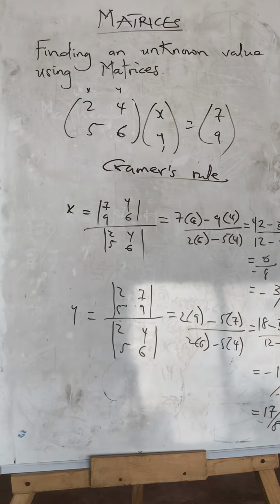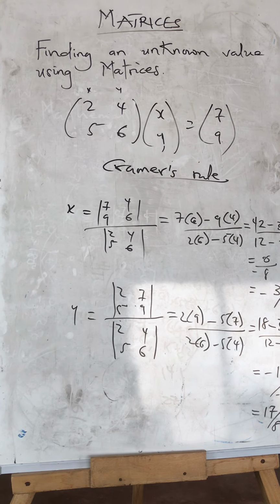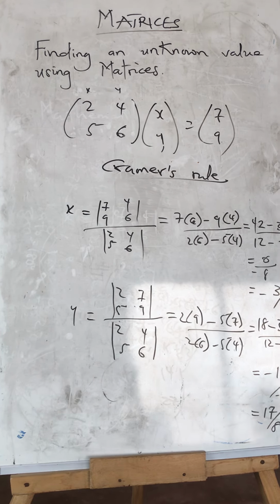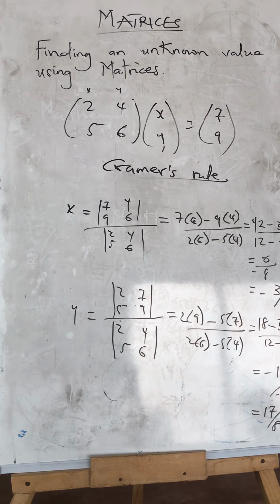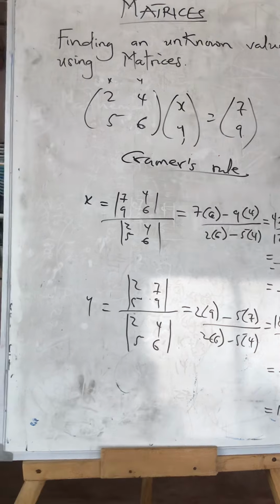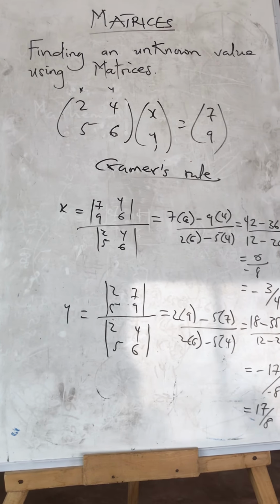I think that was what we also got for the y when we use the simultaneous equation. Okay, so that is Cramer's rule, using Cramer's rule to understand how to find an unknown value.